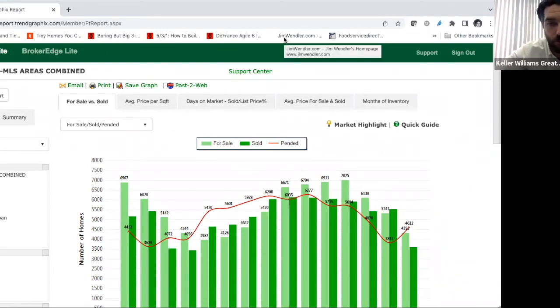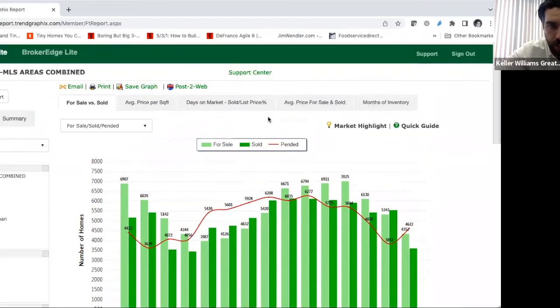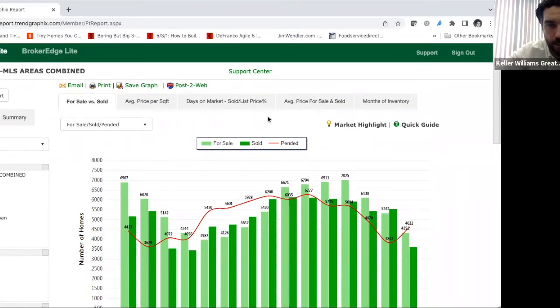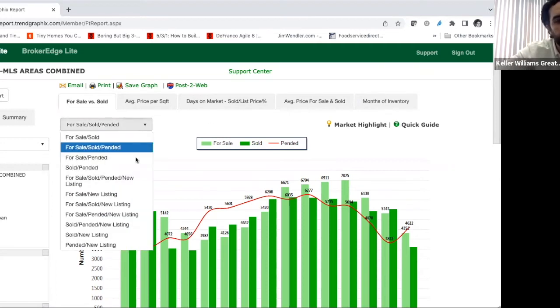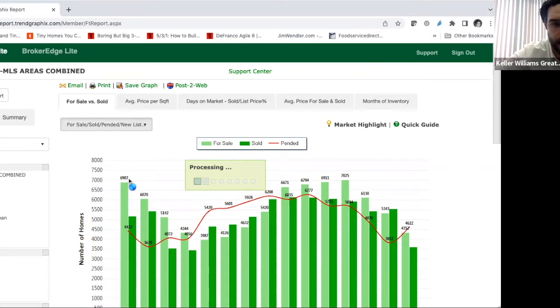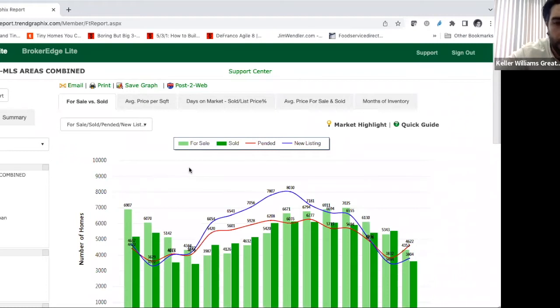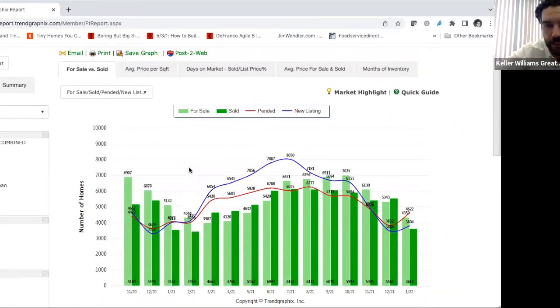So first and foremost, this is your home screen, and this is where you'll be doing a lot of the work with this particular tool. We're going to start looking at this from the standpoint of the total market. What I always like to do, I think your best view is always for sale, sold, pended, and new listings. This will give you a good piece of information in one image around what's happening with listings and solds, existing inventory, and then pendings.